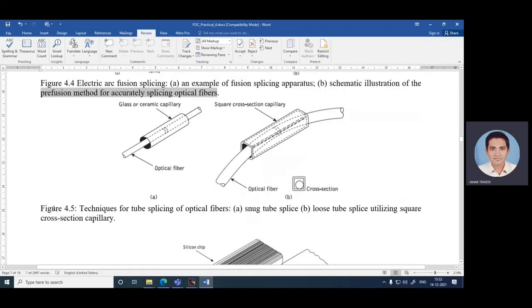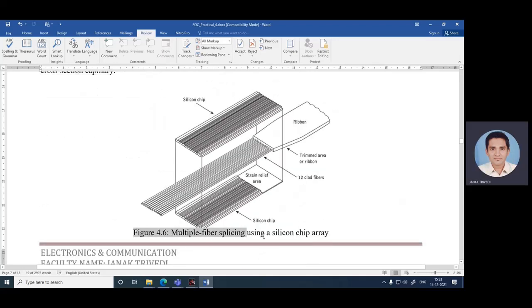Then figure 4.5 indicates techniques for tube splicing of optical fiber. A, snug tube splice, and B, loose tube splice utilizing a square cross-section capillary. This is the glass or ceramic capillary for optical fiber in figure A, and this is figure B, optical fiber with a square cross-section capillary. You can see this cross section. Then figure 4.6 indicates multiple fiber splicing using a silicon chip array. This is a silicon chip, this is the ribbon, this is the trimmed area of the ribbon, this is the 12 fiber ribbon, and the strain relief area.